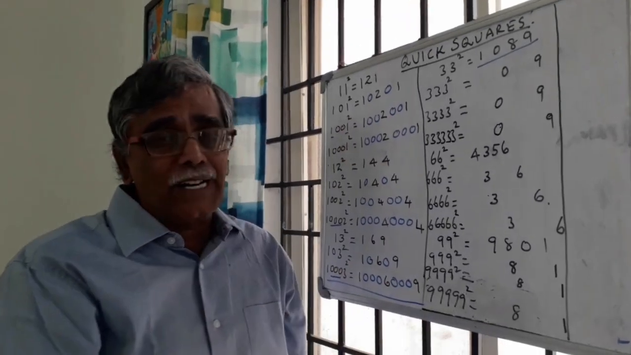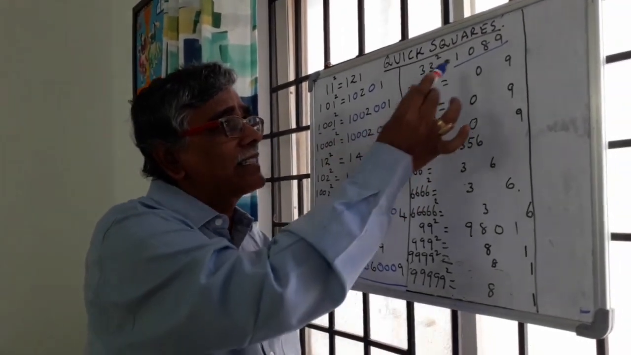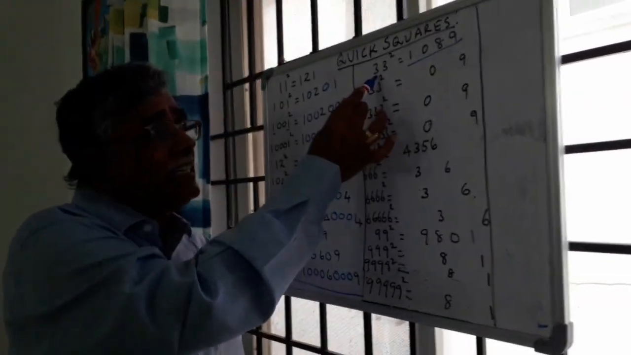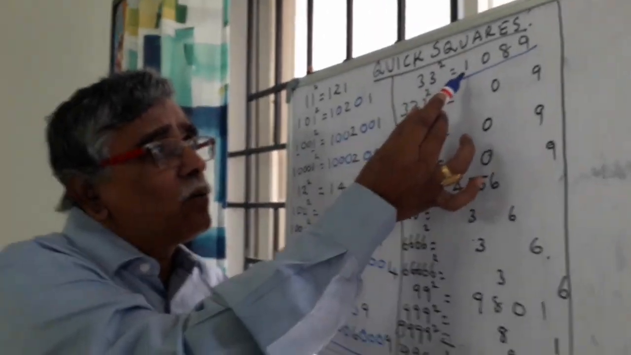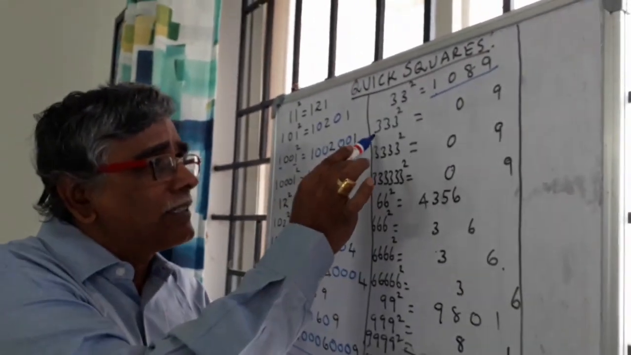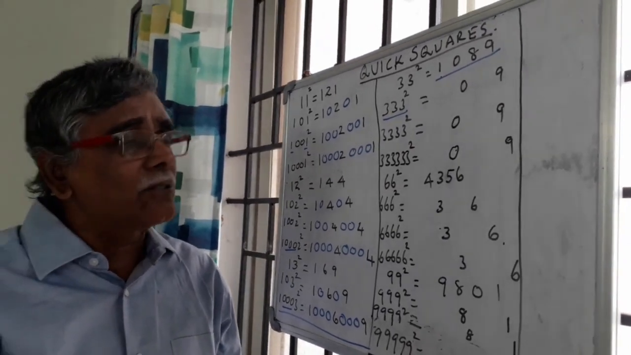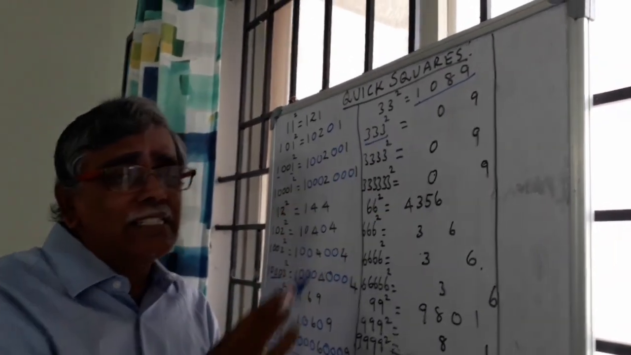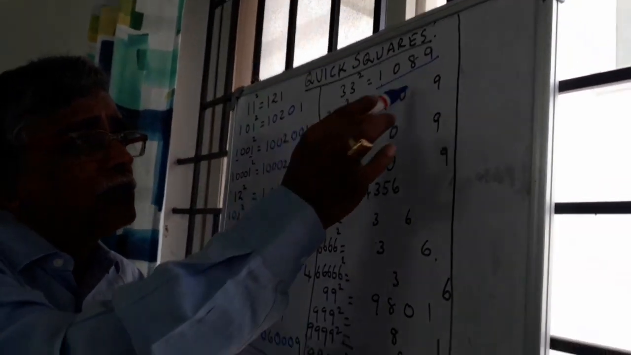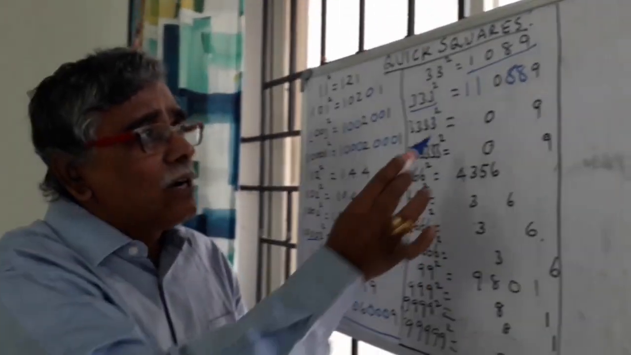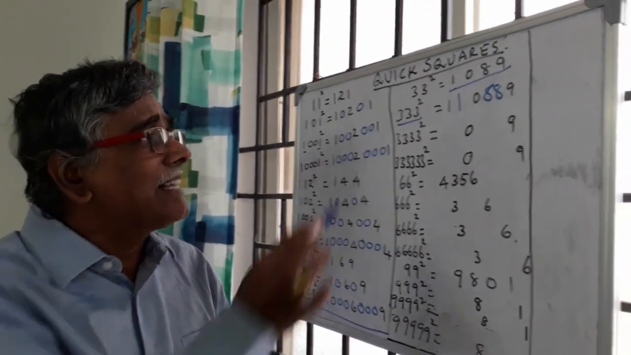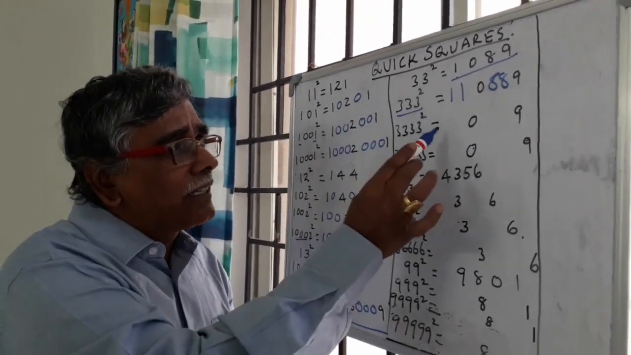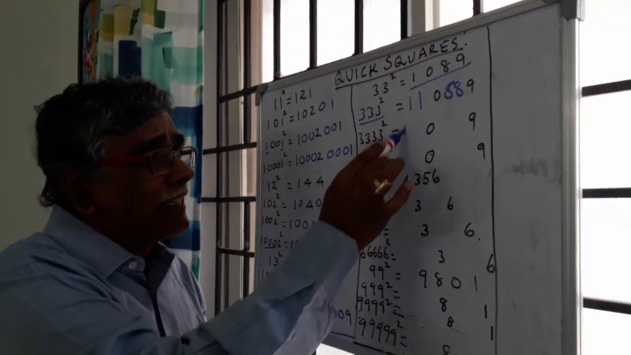If you know this 33 square, you keep 0 and 9 fixed. 0, 9 are fixed here. And then how many 3s are here? If it is 2 3s, you take 1 1 and 1 8. Suppose there are 3 3s, that is in 333 square, there are 2 ones and 2 eights. If the number of threes is 3, you put 2 ones and 2 eights here. So the answer is 110889, which is 333 square.